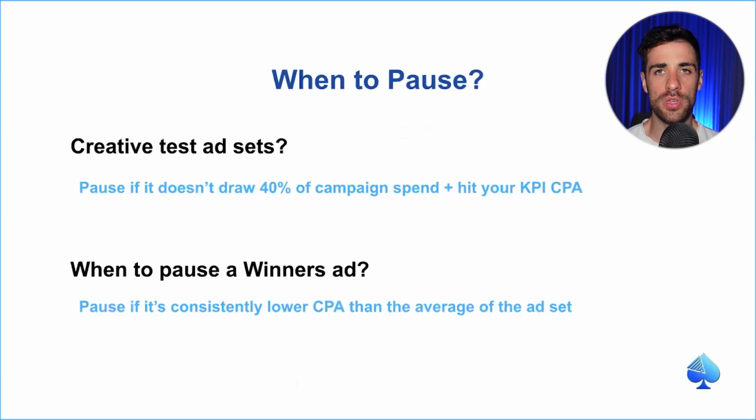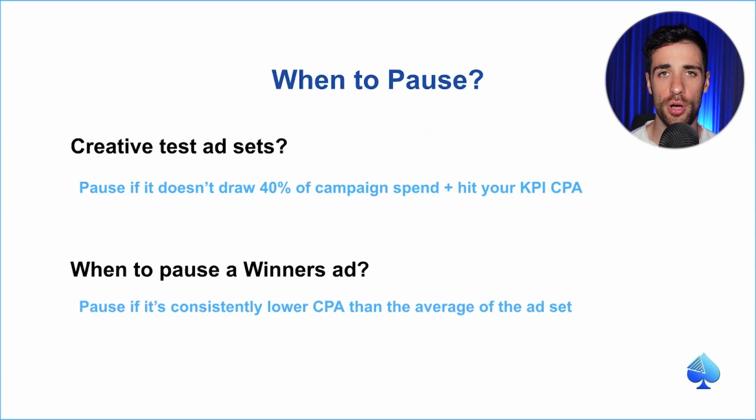So when would you be pausing things? The second type of optimization. Well, the only way you're going to be pausing if you follow my structure is to pause the creative test ad sets. And you're going to be pausing those creative test ad sets if it doesn't draw at least 40% of campaign spend, as well as hitting your target CPA, or if you're measuring on your ROAS, you can base it on that as well, but I like to go with CPA.